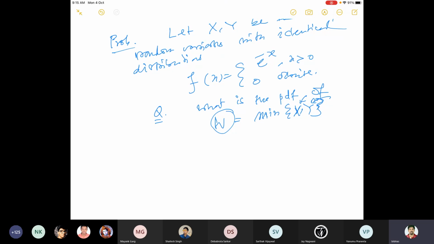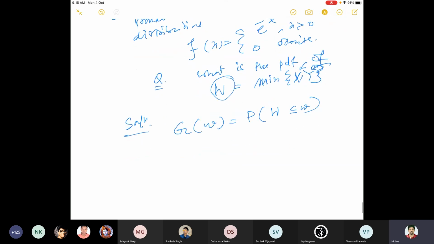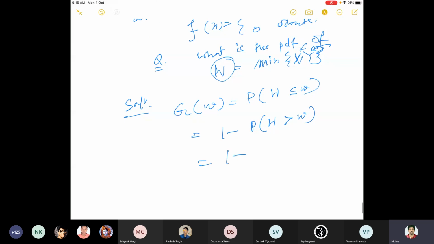Now here we will see how we can use the independence of X and Y. If I want the PDF, I can do two things: I can first find the CDF and then take a derivative to find the PDF. So let G(w) be the probability that capital W is less than or equal to some small w, where small w is a parameter. This is 1 minus the probability that capital W is bigger than small w. This means 1 minus the probability that the minimum of X and Y is bigger than w.